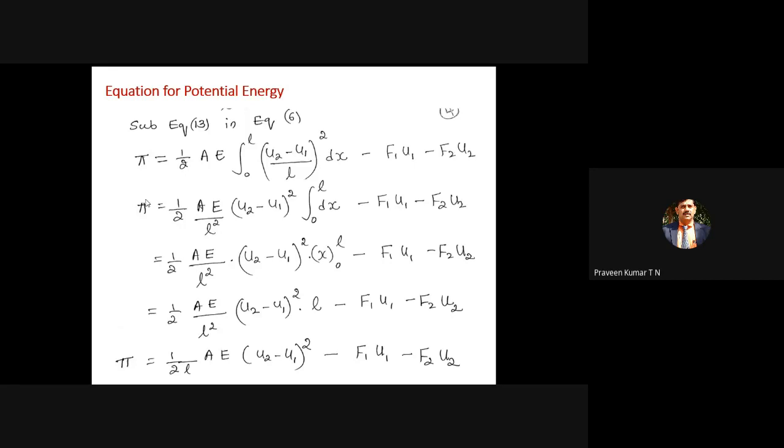But don't think that potential energy is rho into g into h, by virtue of its position. The potential energy consists of strain energy and work done. Strain energy is normally taken as positive, and the other will be negative, because work done is energy already spent. That energy cannot be recovered back. That's why it is taken as negative. So your potential energy is not rho g h. This is the equation for the potential energy.